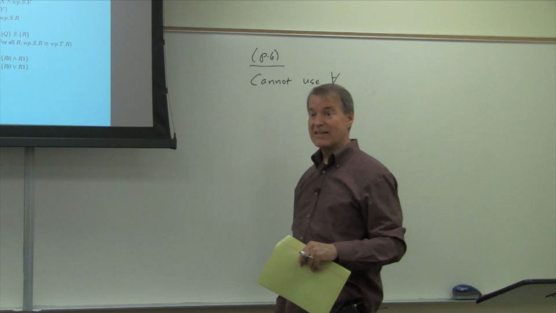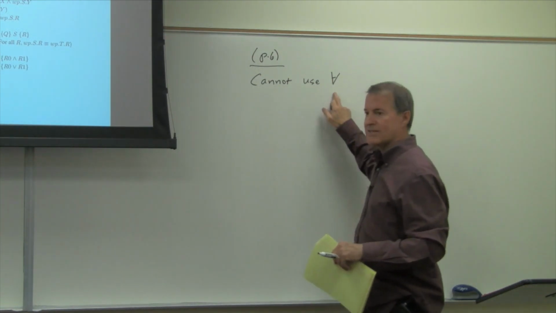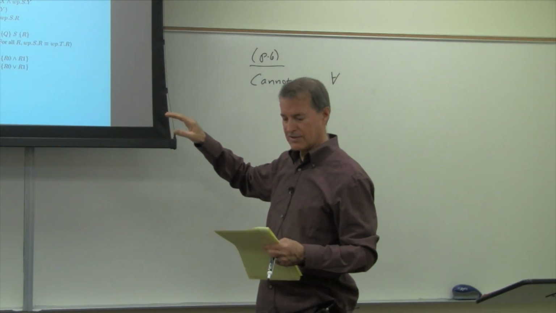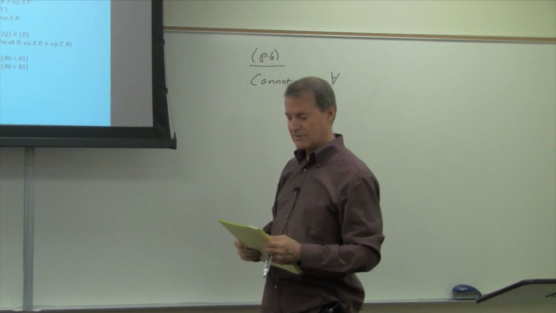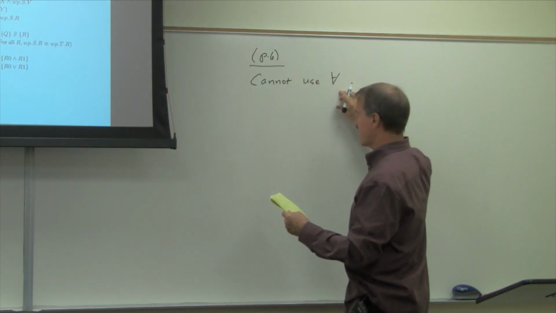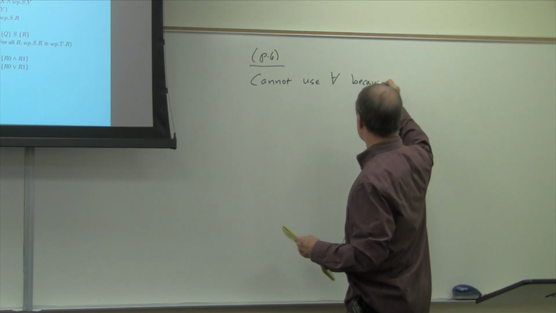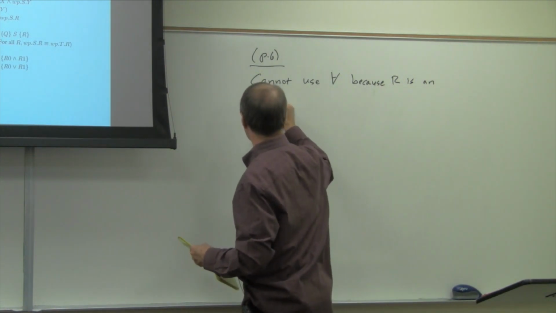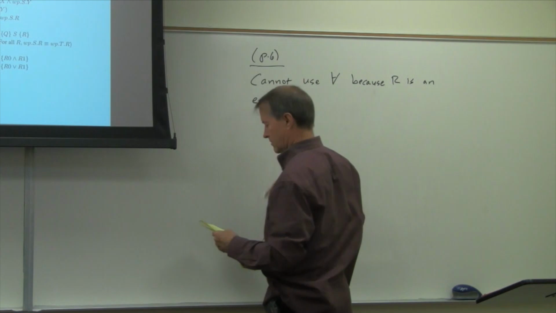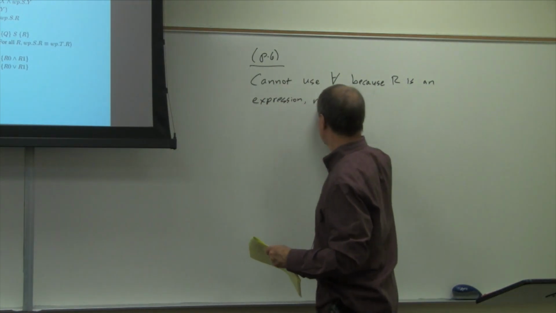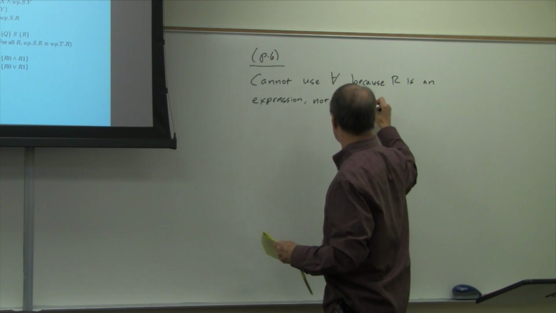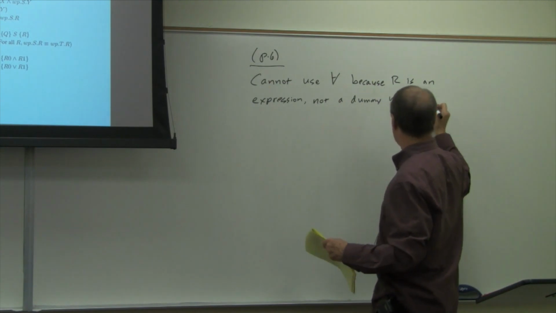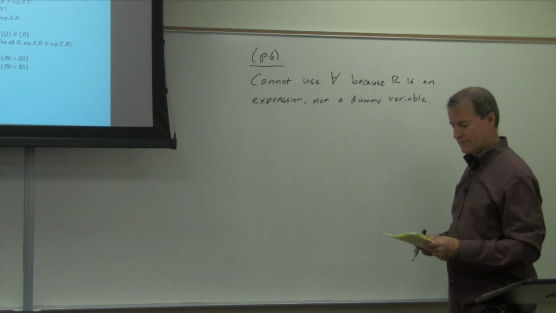Well, yes, that's exactly what it is. Whenever you do this, it's the dummy variable. But here, R is not a variable. R is a Boolean expression. So we cannot use for all because R is an expression, not a dummy variable. So you can't, that's why.